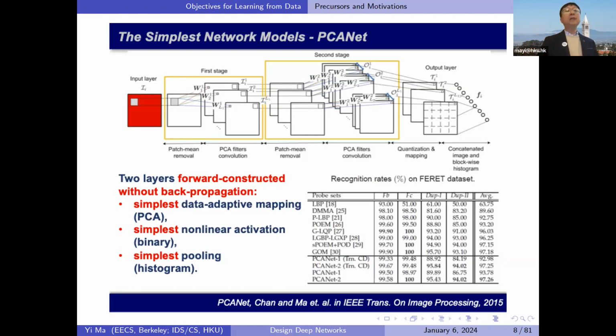We constructed the exact opposite: shallow networks, everything forward, completely not trained. Can you achieve good performance? This is what we call the PCA net. Every layer is a forward PCA operator, and the nonlinear activation is very simple, just binary. The simplest, two layers, three layers.